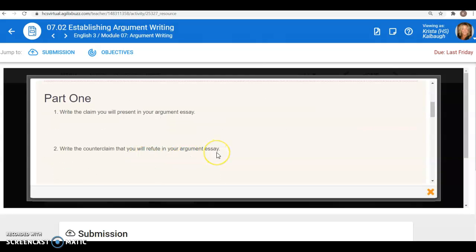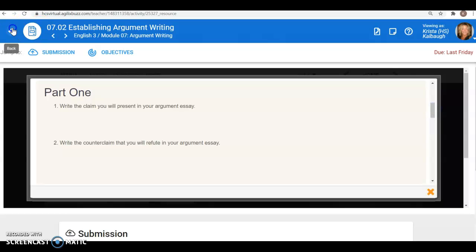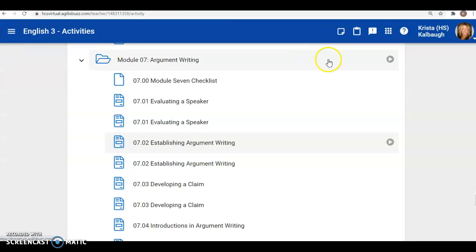Then you write the counterclaim. So what is going to be the opposing view? Okay, what can somebody argue against you? Have a legitimate argument against you? All right. So a counterclaim might be, although South Carolina has distracted driving laws, comma, the statistics still show that accidents are happening at an alarming rate. Okay, something like that. So it's going to be the opposite. Okay. Then that's all you had to do for 7.02, was part one of that graphic organizer.